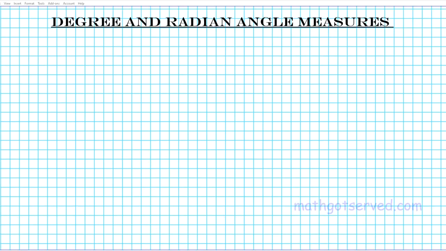All right, to get us started, we're going to take a look at the definition of what angles are. So let's go ahead and write this down. So how can we define angles? All right, so the definition of angles is as follows.